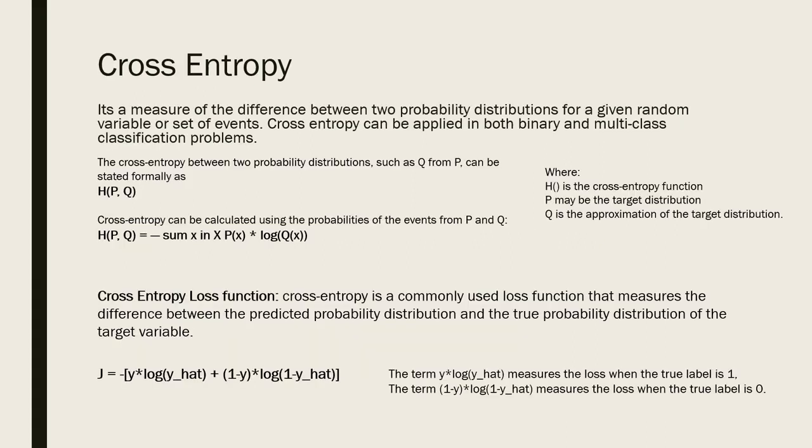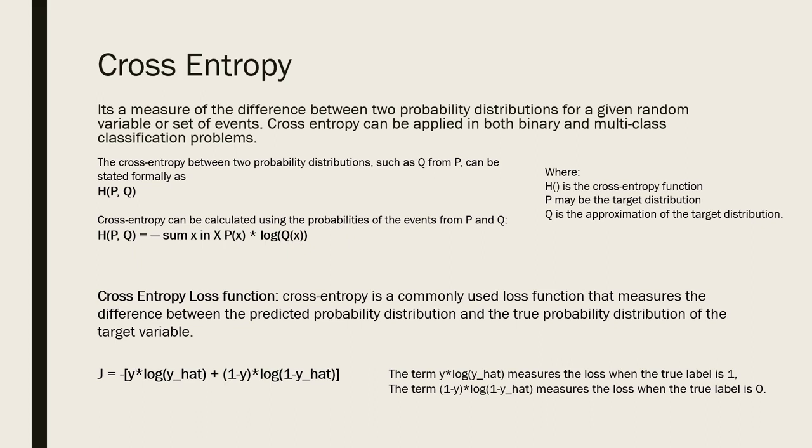Let's understand cross entropy. In deep learning, cross entropy is a commonly used loss function that measures the difference between the predicted probability distribution and the true probability distribution of the target variable. It is often used in classification tasks where the target variable is a categorical variable with multiple classes. Let's consider a simple example to illustrate how the cross entropy loss function is used in deep learning.